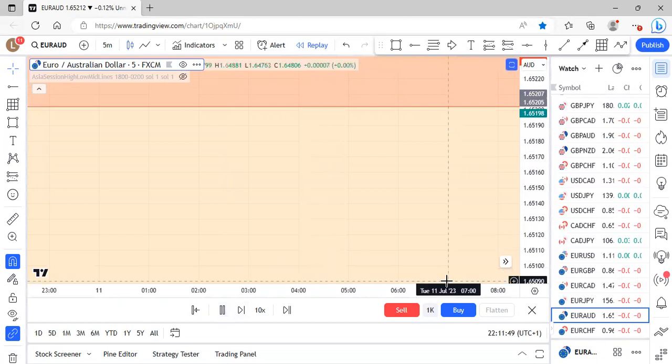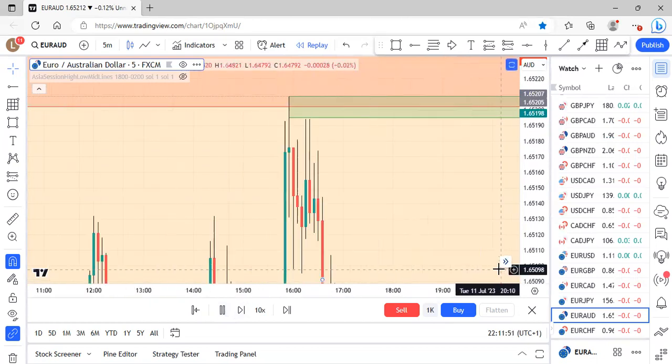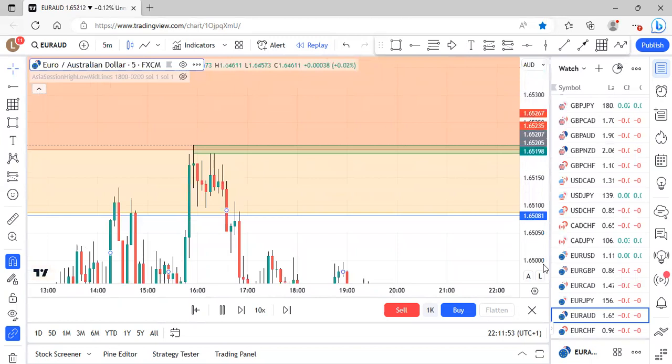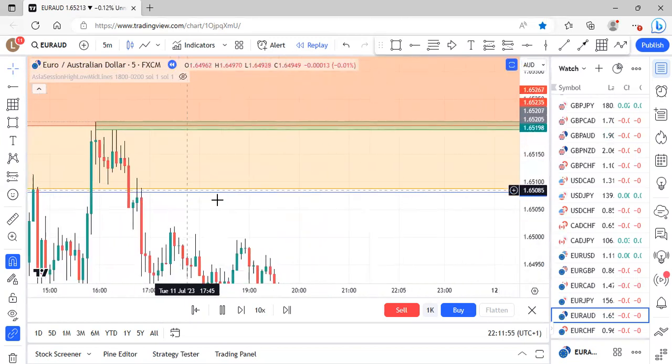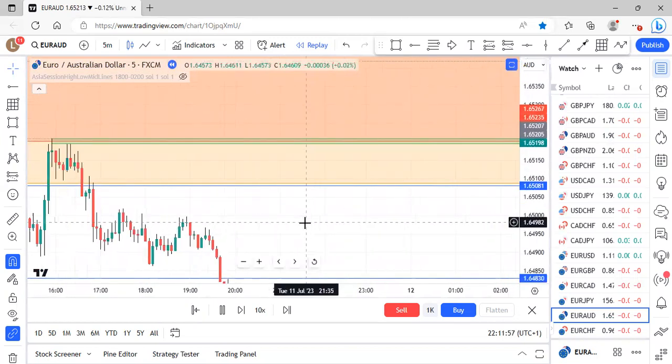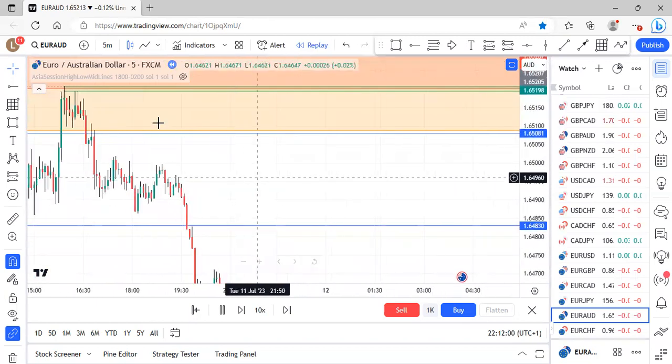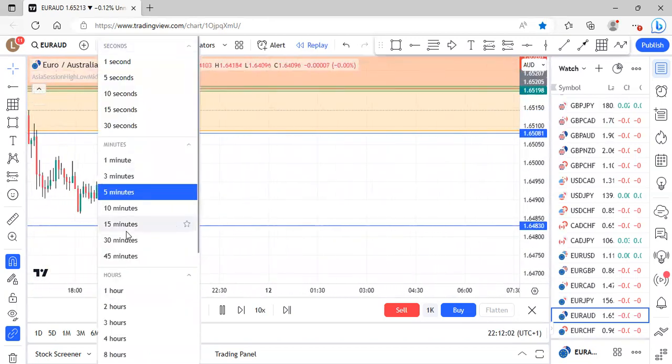That point in time. So you can see a bit of the imbalance again. So let's see.